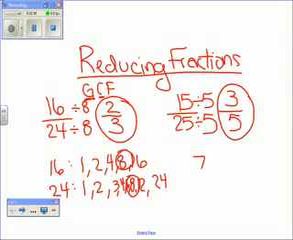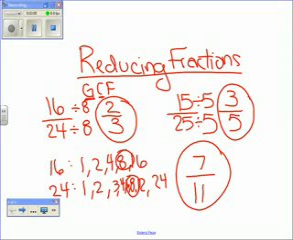And the last example I want to show you is 7 over 11. The only factors that we have for 7 are 1 and 7. The only factors we have for 11 are 1 and 11. So that makes both of these numbers prime, so there's nothing that I can divide these by. So that is already reduced.